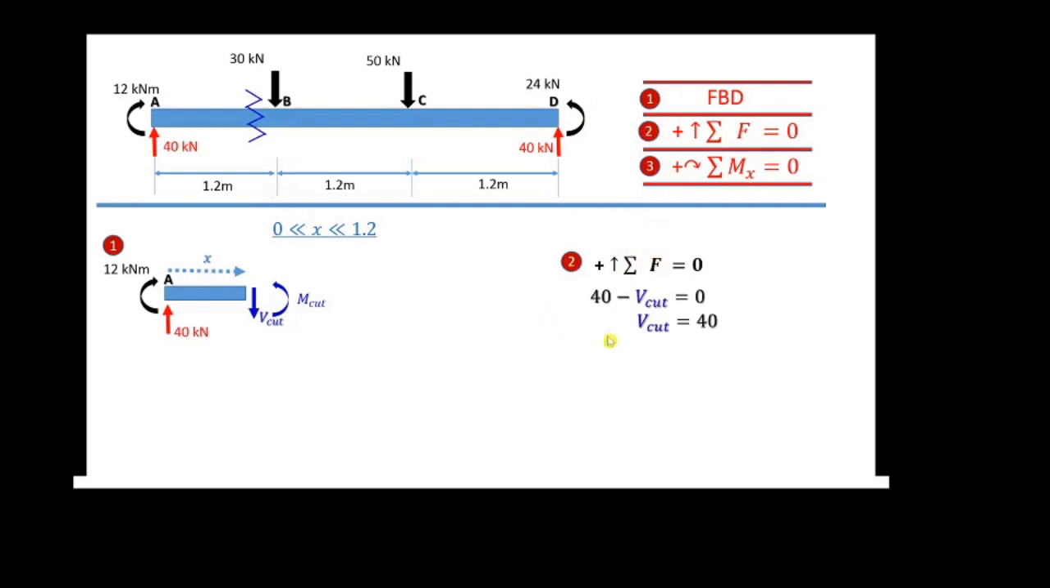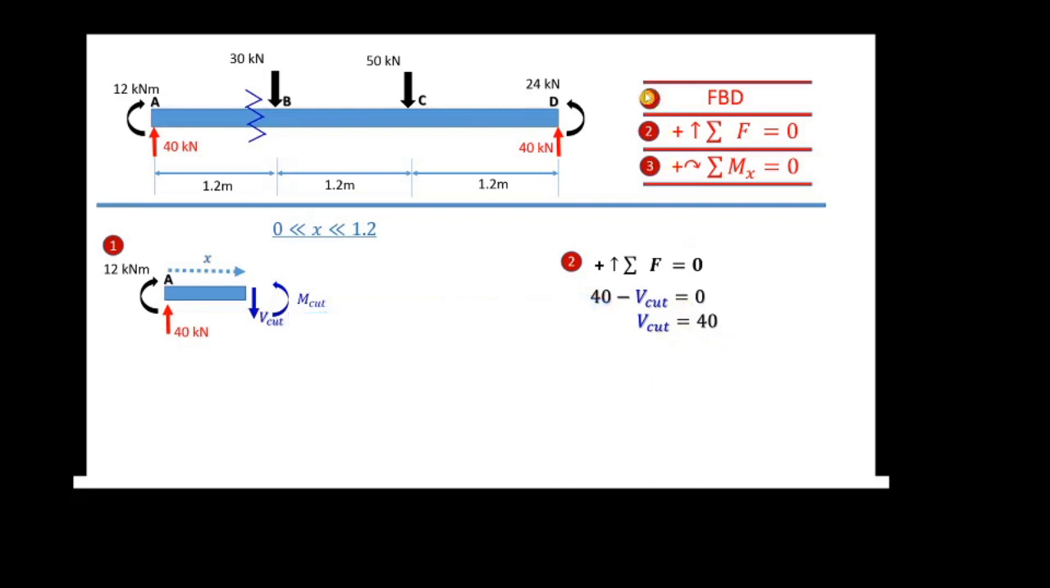This is the equation. We have two concentrated forces here, so that means 1, 2. We have the two values of force that we have to sum out equal to 0. This one is 40, upward direction is positive, and this one is downward direction, which is negative. V cut equal to 0, V cut equal to 40.